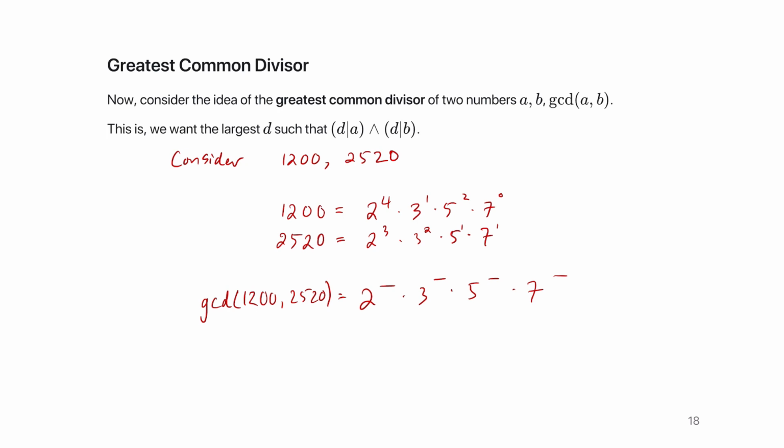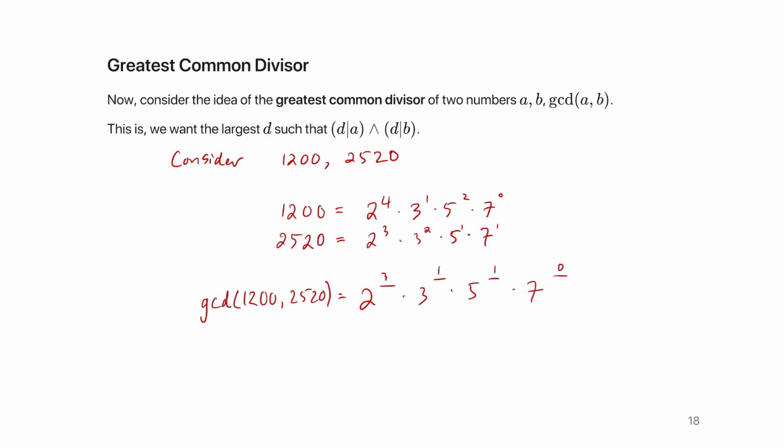Okay. What are the exponents and how do you determine them? Any idea? Yeah. You take like the lower one of the powers that are shared between the two numbers by factorization. Okay. So you're saying, like for example, here of 4 and 3, we take 3. Of 1 and 2, we take 1. Of 2 and 1 for the 5, we take 1. And of 0 and 1, we take 0. Okay, that's right. But why?